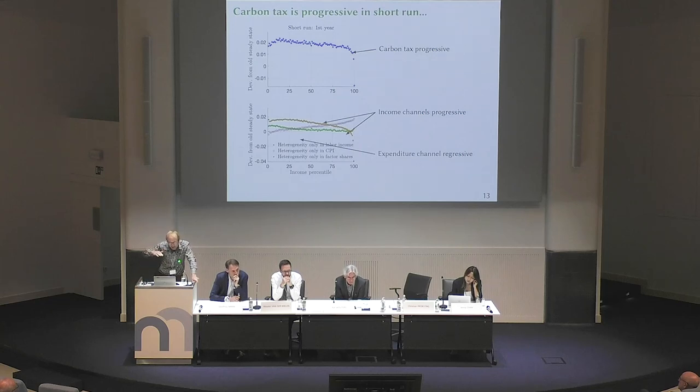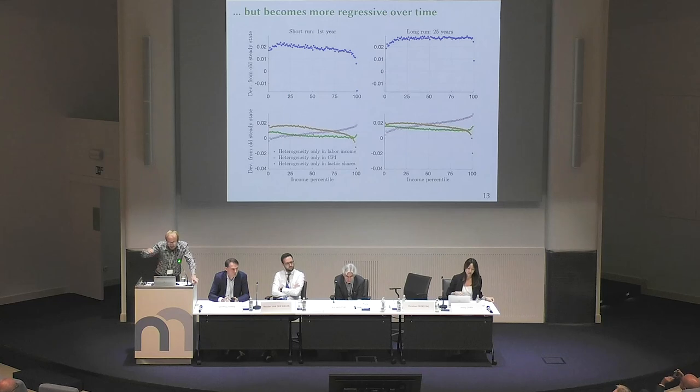At the bottom here, I'm trying to decompose this into the three different channels. If you look at the red dots, you see that this expenditure channel is indeed regressive, but it's counterbalanced by these two income channels that are both very progressive. Then over time, if I look at the response over the first 25 years, I can see that the tax becomes a little bit more regressive. You get an inverse U-shape. So all channels become more regressive.